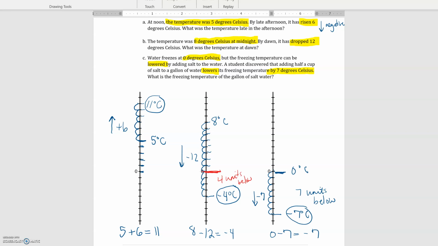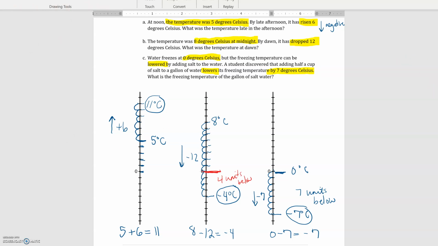Your final answer should be -7. You started at 0 on a thermometer at freezing point. You went down 7 units by counting, and you landed on -7, which is 7 units below the 0.